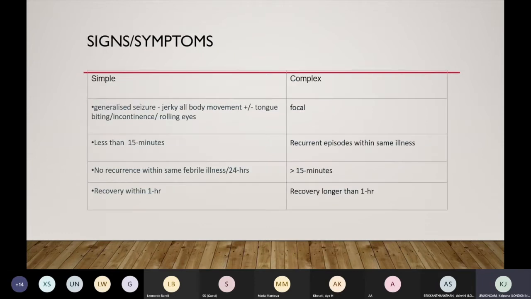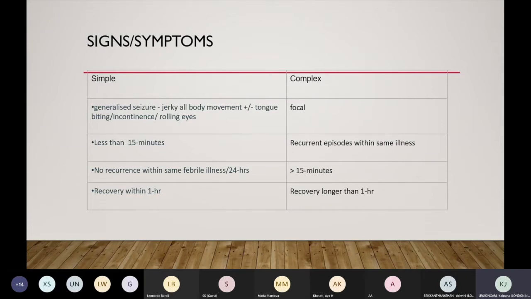So, signs and symptoms. The commonest thing parents would explain is that they noticed the child might have been unwell for the last few days. They might have been pulling on their ears and had a temperature, and then today they noticed the baby had generalized jerky movements, which might be associated with tongue biting, incontinence, or rolling of the eyes that parents have never seen in their child before. It would usually last less than 15 minutes, and they would have recovered within an hour. That is usually the history, and the history itself is quite strongly suggestive of febrile convulsion.